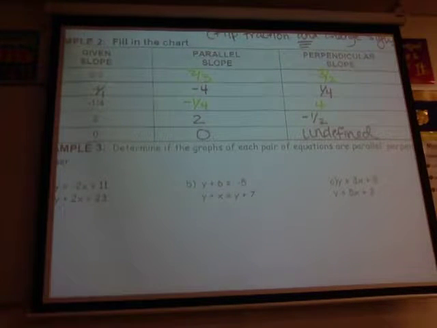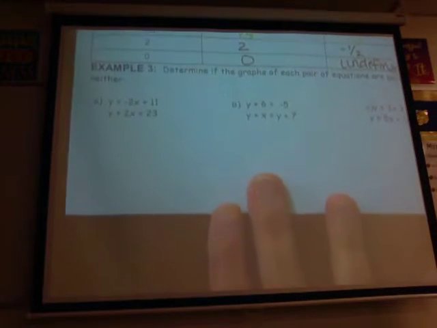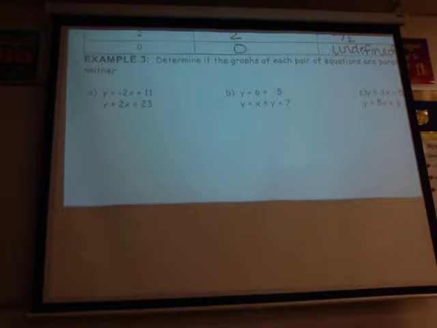Okay, for this next example, example 3, we're going to decide whether these equations in A, B, and C are parallel, perpendicular, or maybe they're not even related at all. Alright? The very first thing that you have to do is solve for y, if it's not there. So that's the very first thing.